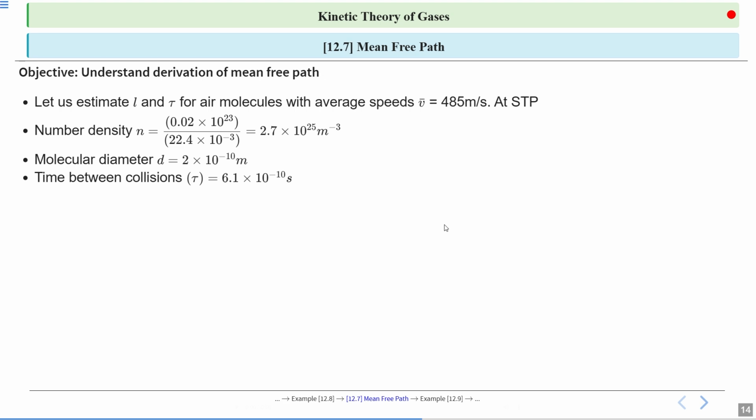So the time between collisions, denoted as tau, for air molecules at standard temperature and pressure is approximately 6.1 into 10 raised to the power minus 10 second. This short time interval reflects the rapid movement and frequent collisions of molecules in a gas.